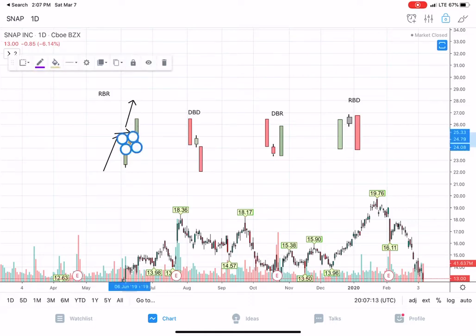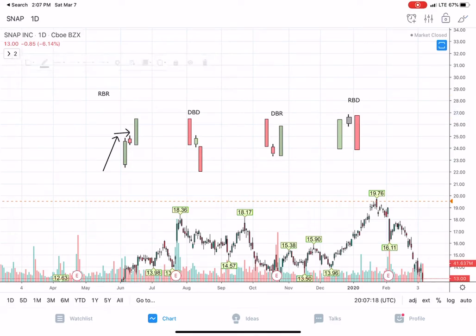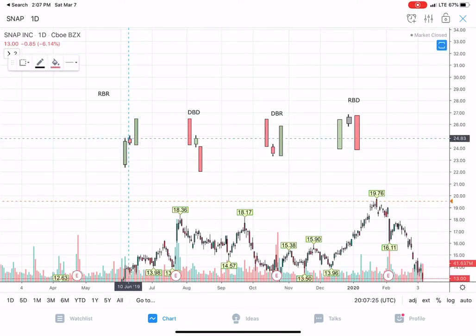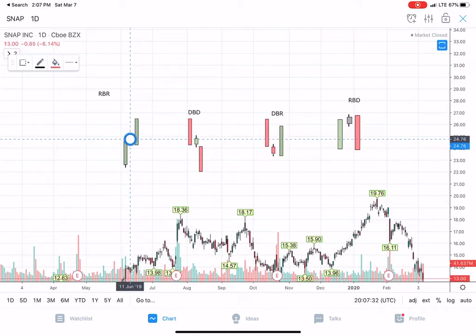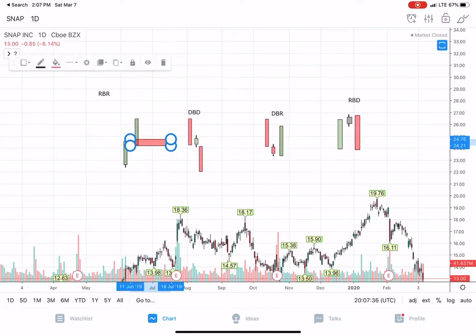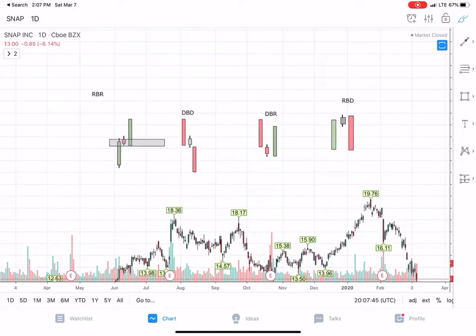So what I do is I draw my level like this. At the basing candle, I take the open of the bearish candle. I take this open right here, the open of the red candle, and I draw a box from the open to the lows. So this is basically my setup right here. I take it from the open of this bearish candle, and I draw it to the lows.